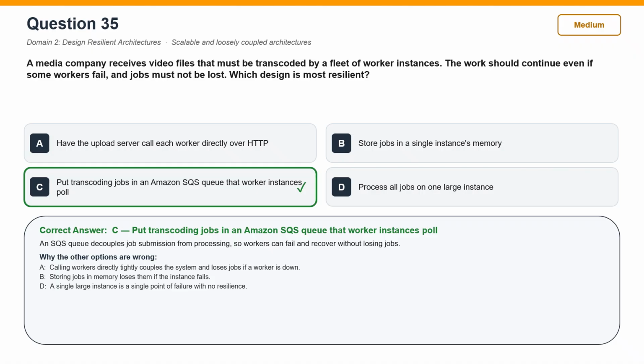Have the upload server call each worker directly over HTTP is incorrect. Calling workers directly tightly couples the system and loses jobs if a worker is down. Store jobs in a single instance's memory is incorrect. Storing jobs in memory loses them if the instance fails. Process all jobs on one large instance is incorrect. A single large instance is a single point of failure with no resilience.